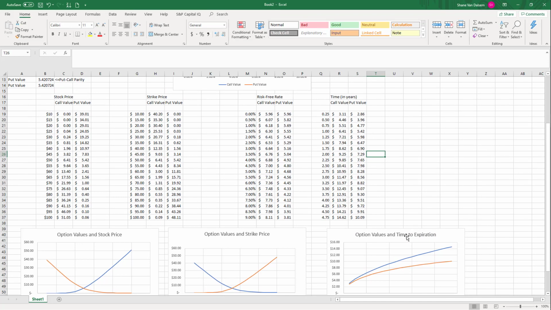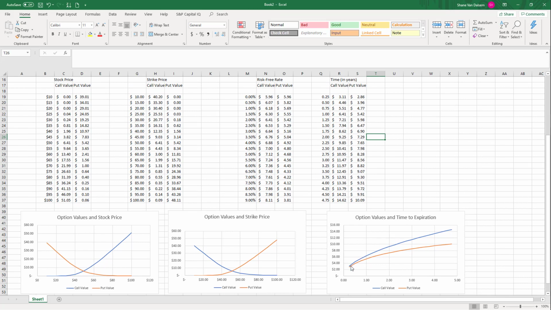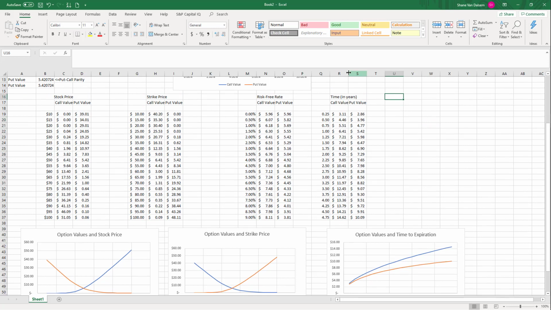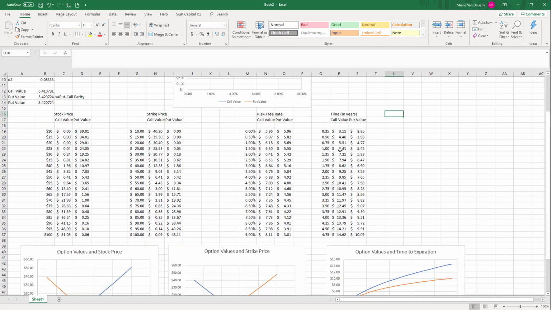The next one, and you can see here again, just like I said, they both increase. In this situation, the value of the put option increases by less than the value of the call option, with an increase in the time to the expiration date. The next one is the dividend yield.